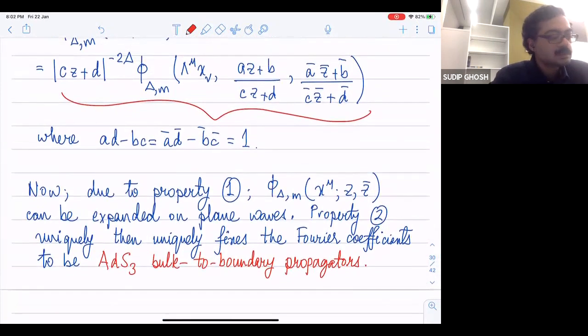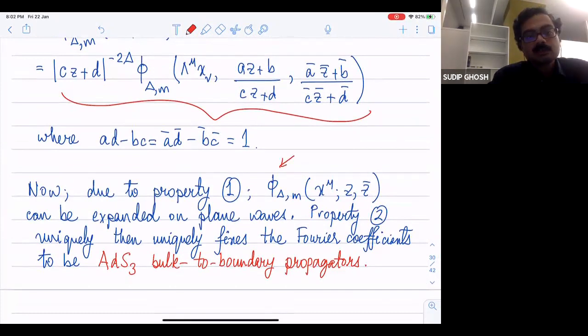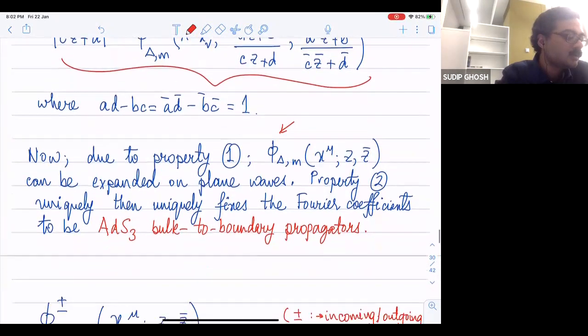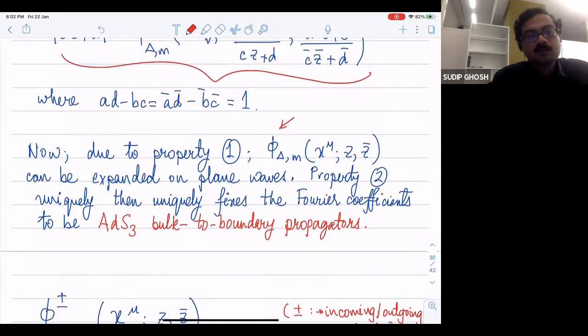Since this conformal primary wave function solves the Klein-Gordon equation, you should be able to expand it on plane waves, because plane waves are a solution of the Klein-Gordon equation. You should be able to write it as some superposition of plane waves, and all you have to find out are the Fourier coefficients in that expansion.